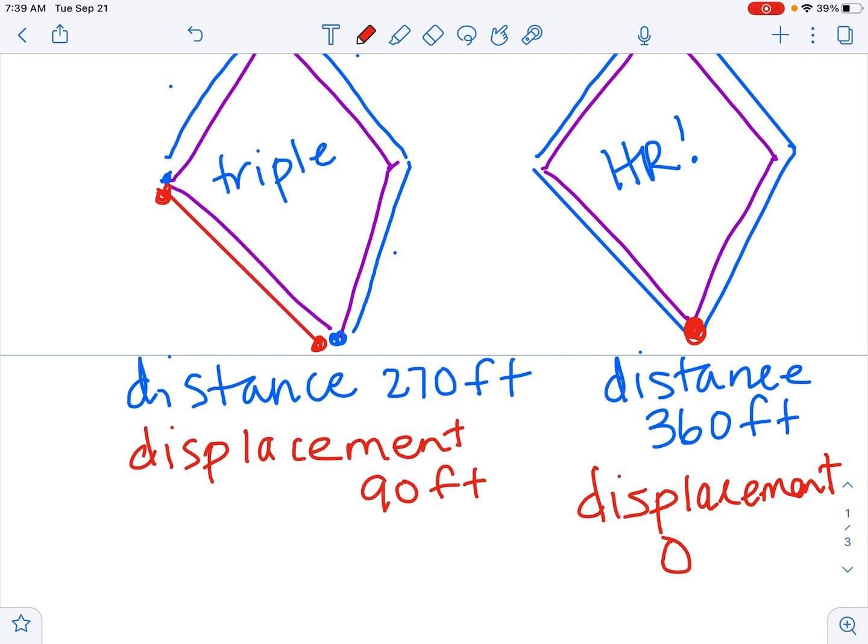0 is the displacement. When you start and end in the exact same location, the displacement, which is the difference between where you started and where you ended, since you started and ended at the same place, is going to be 0. So think about running around the block at your house or running around the track. If you start and end at the exact same spot, the displacement is going to be 0.